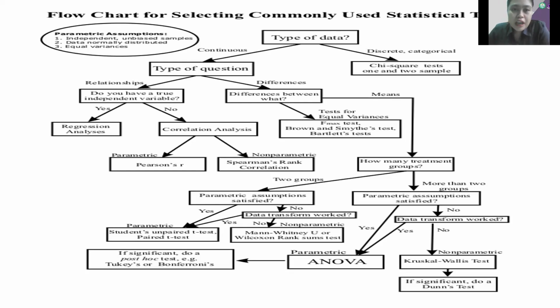Okay? Now for the left side, if you have real numbers as your data, then mahahati siya kasi again, we have two types of questions being asked in research. So either relationship or differences. Now, if we are getting the relationship of variables, if we have a true independent variable, we will be using regression analysis. Actually, most of the time, we use the regression analysis if we are predicting, we are identifying the factors that will predict a certain phenomenon.